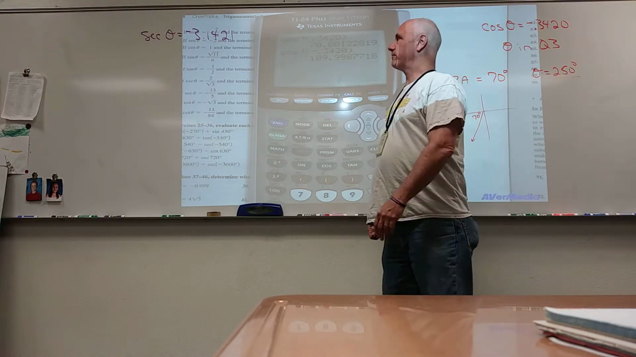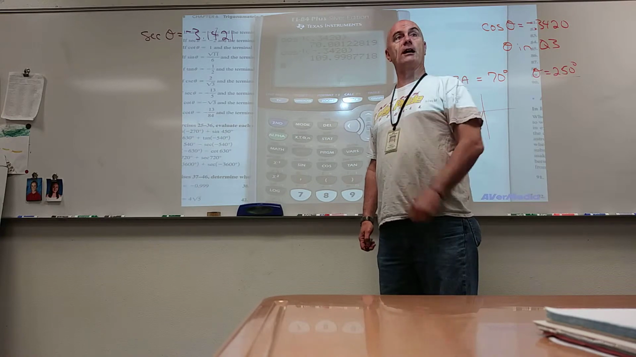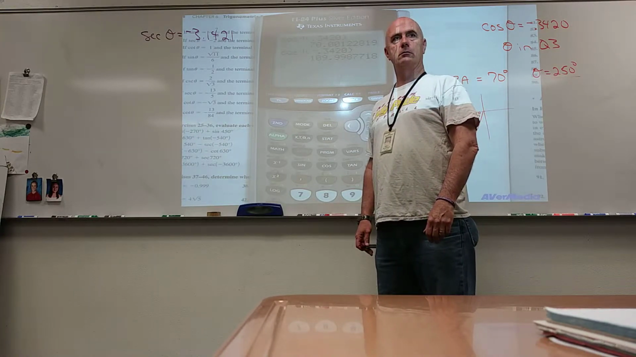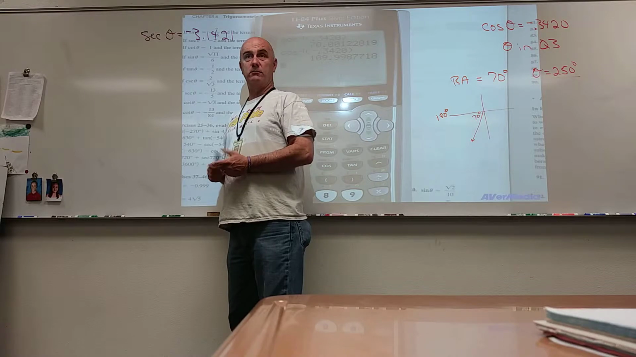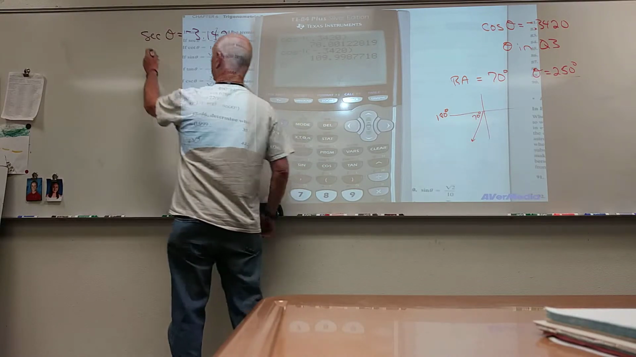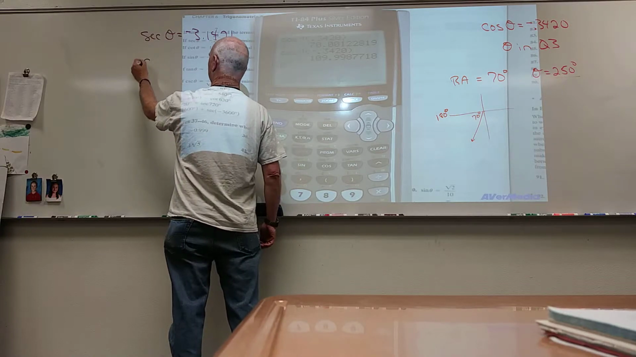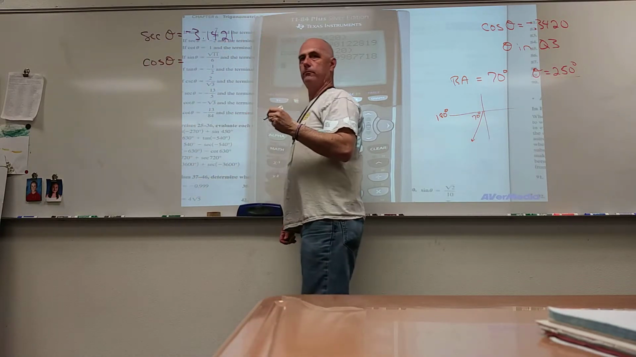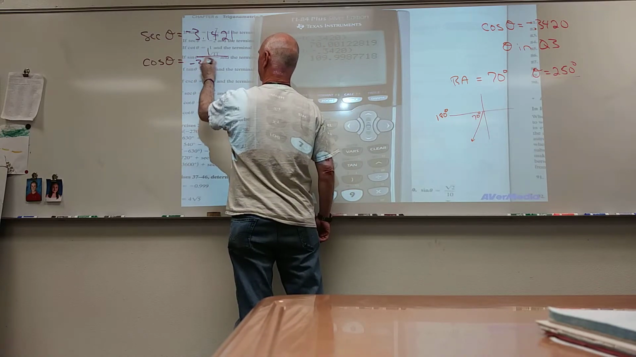So what can we do? We can reciprocalize it and turn it into 1 over negative cosine. So let's take the reciprocal of both sides. In other words, if the secant of theta is negative 3.1421, then that means that the cosine of theta is equal to 1 over negative 3.1421.